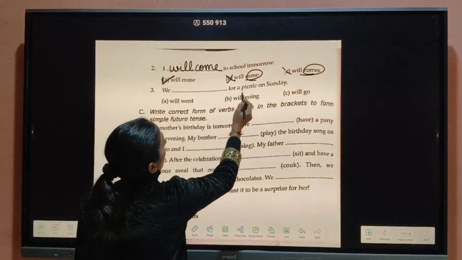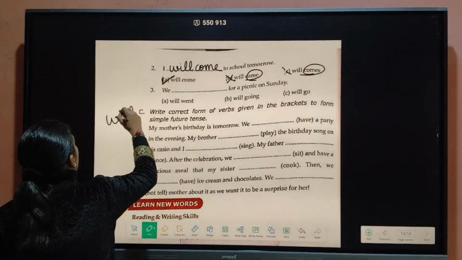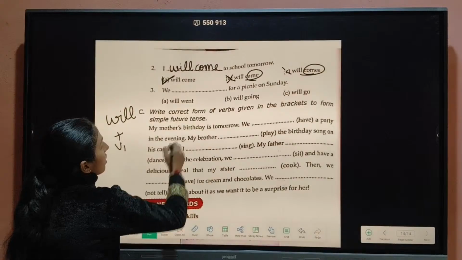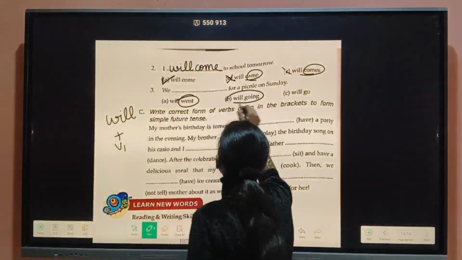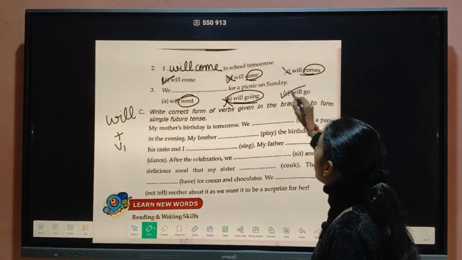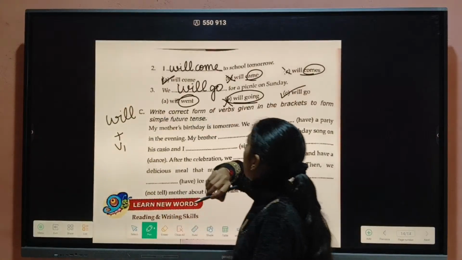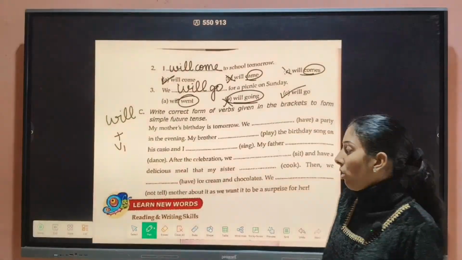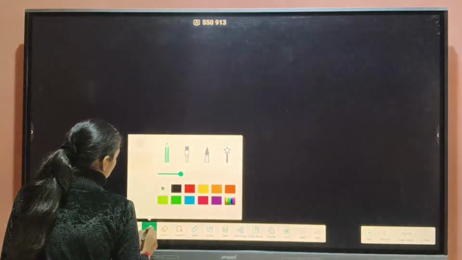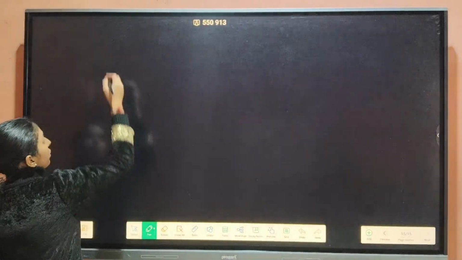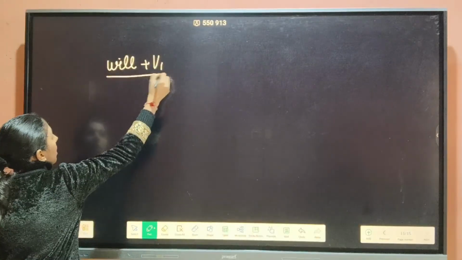We dash for a picnic on Sunday. Again, what will come, beta? Will plus first form of the verb. "Went" is not the first form. "Will going" is also incorrect. What will come here? I will go for a picnic on Sunday. You can make more sentences of simple future. Okay, what will come in simple future? Will plus first form of the verb.